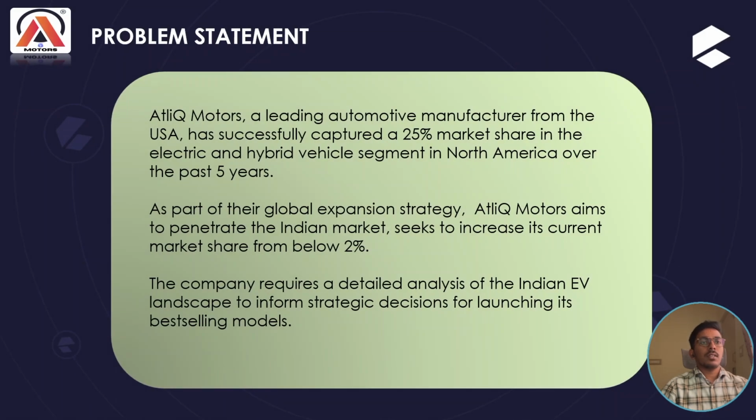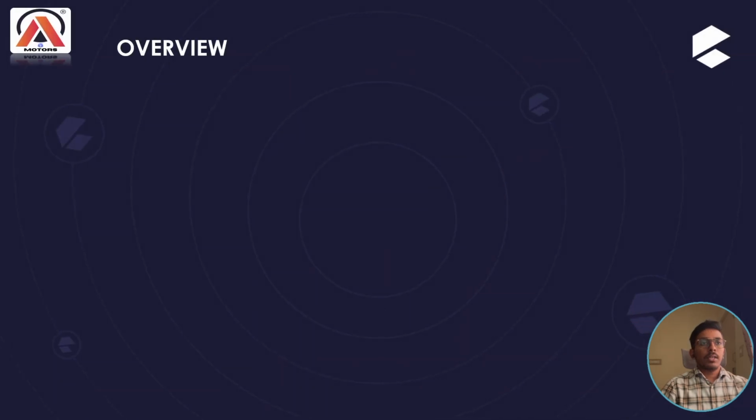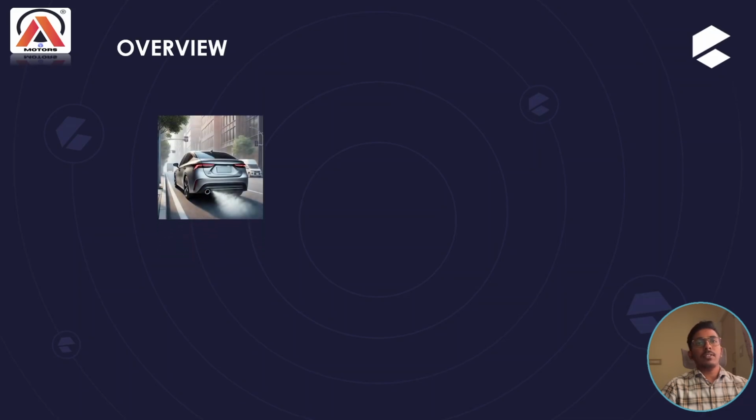So Atlic Motors is a giant automotive manufacturer from USA, which has a 25% market share over the last 5 years in the electric vehicle segment. As part of their global expansion strategy, they want to penetrate the Indian market where they have less than 22% market share currently. So hence they require a detailed analysis on the Indian EV market through which they can take better strategic decisions. So let's begin by looking at the fundamental differences between internal combustion engine and electric vehicle.